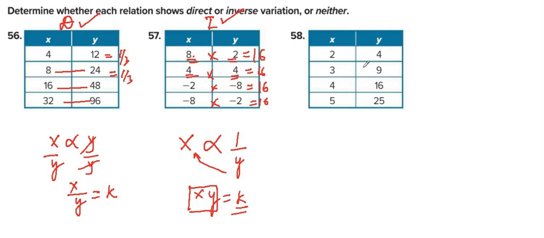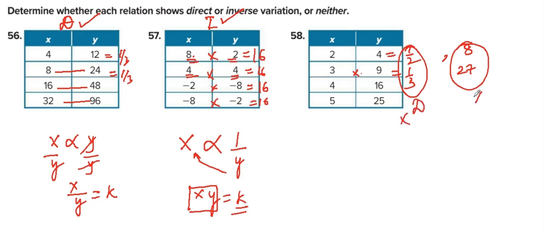Let me check this. For dividing, 2 divided by 4 is half, and if I multiply, it gives me 8. Let me check. 3 divided by 9 is 1 over 3, and if I multiply them, it is 27. Even this is not coming the same. Division is not coming the same, so it is not direct. It is not inverse, as multiplication is not coming the same: 8, 27. If you multiply 16 and 4, next will be 64. 5 into this, 25. So they are not the same, so it is not inverse. So it is neither direct nor inverse. So this is your question number 18.